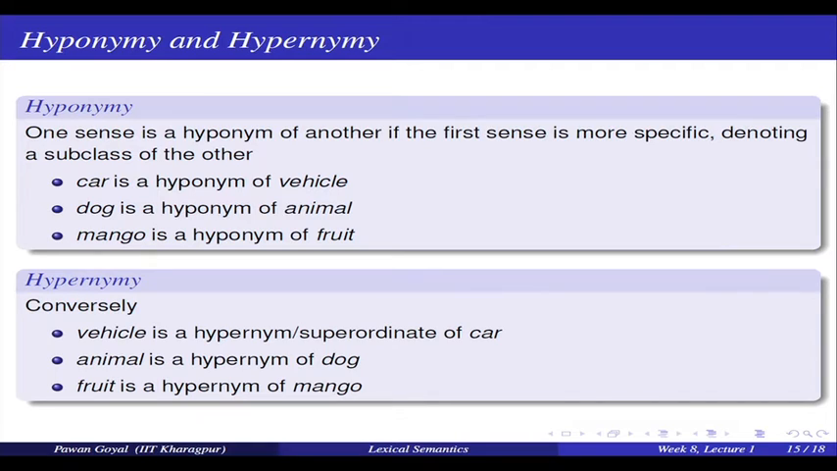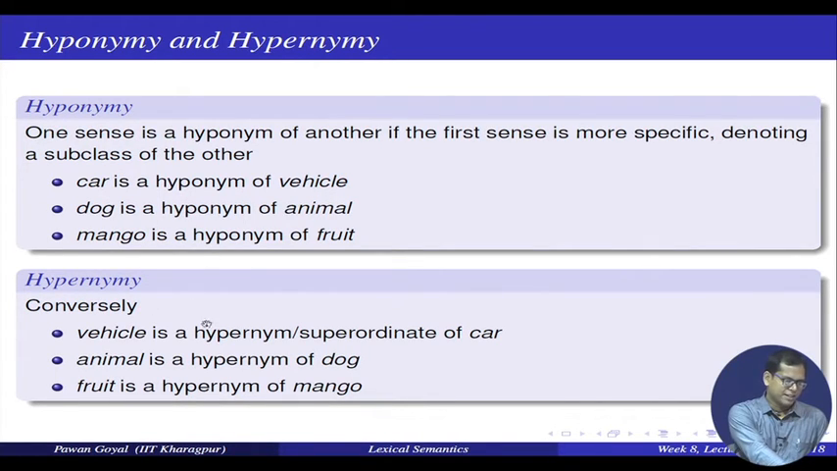So, conversely we can define the hypernym relation also. So, vehicle is a hypernym of car, animal is a hypernym of dog, and fruit is a hypernym of mango. And these are some of the relations that we will see very closely. So, how do we use the hypernym relation for extracting various meaning related facts among entities?